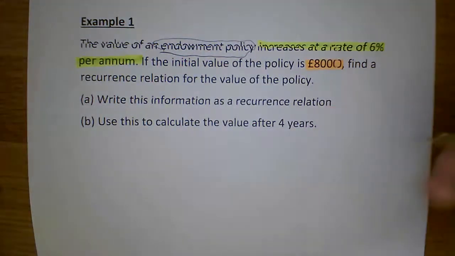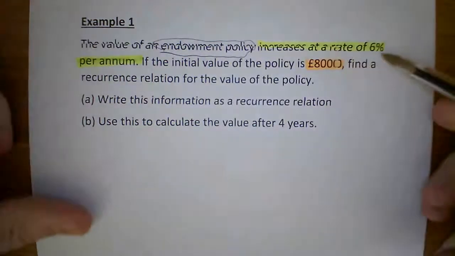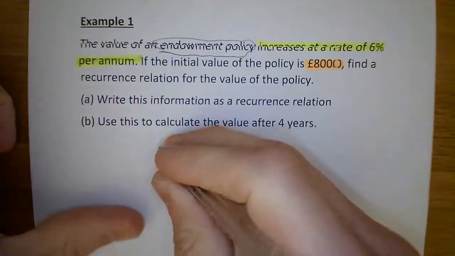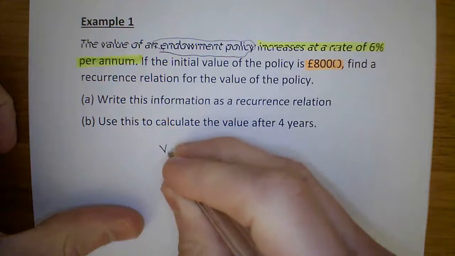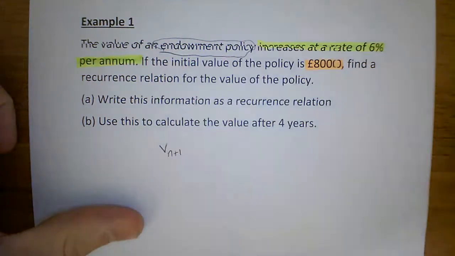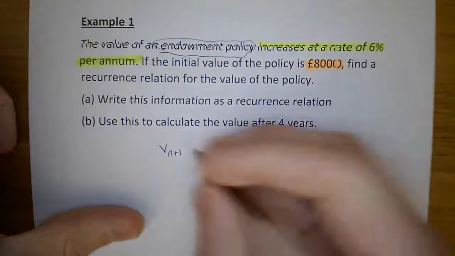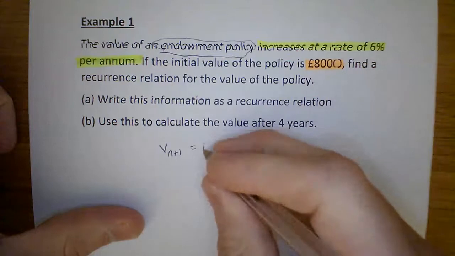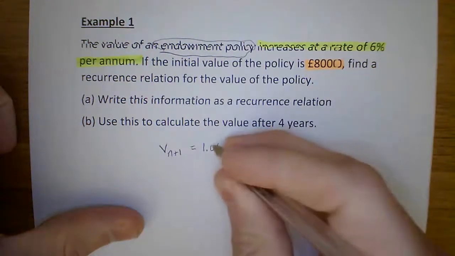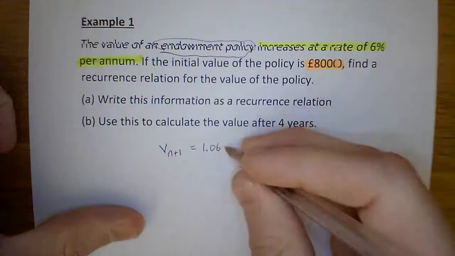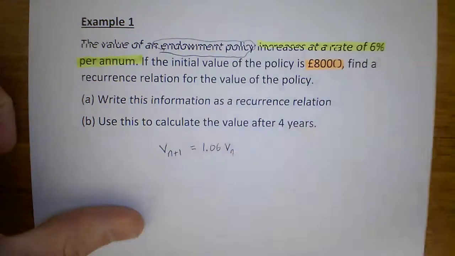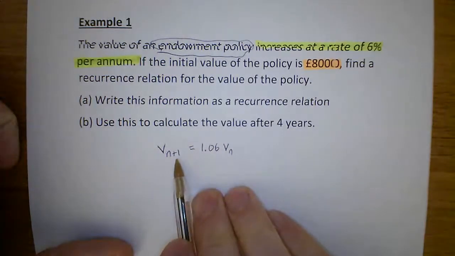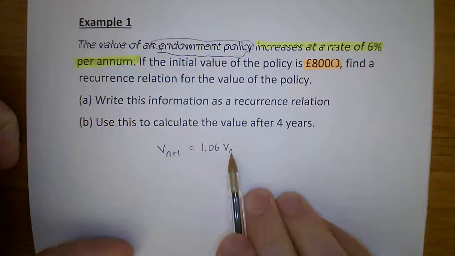So every year we increase at a rate of 6%. Well, how can we write that down? You can choose a letter. I'm going to pick V for value. So V of n plus 1, the next year's value, is increased by 6%. Now, thinking back to everything you know about compound percentages, that is 1.06 for a 6% increase, times by whatever the previous year's value was. So V of n plus 1, next year's value, is 1.06 times this year's value.